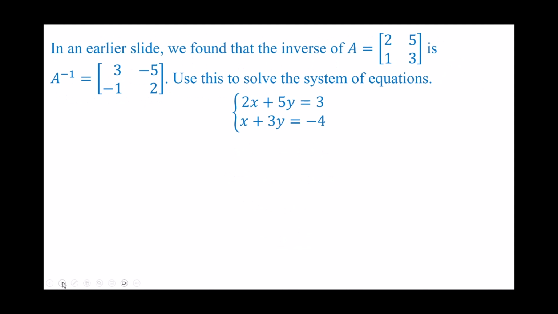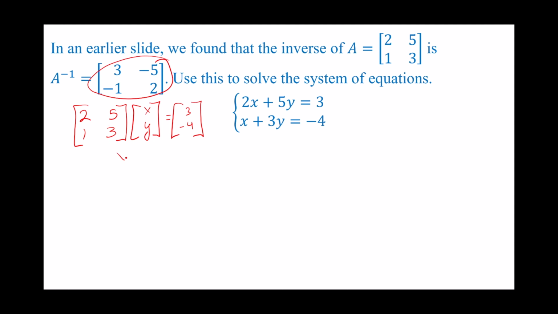Let's try that with this one right here. So we found earlier the inverse of this coefficient matrix. So I'm going to rewrite my matrix equation. Okay, now we know that if we multiply both sides by the inverse, which is this right here, then on the left side we just have the variable, and on the right side we have that inverse matrix, the inverse of the coefficient matrix, times this constant matrix.